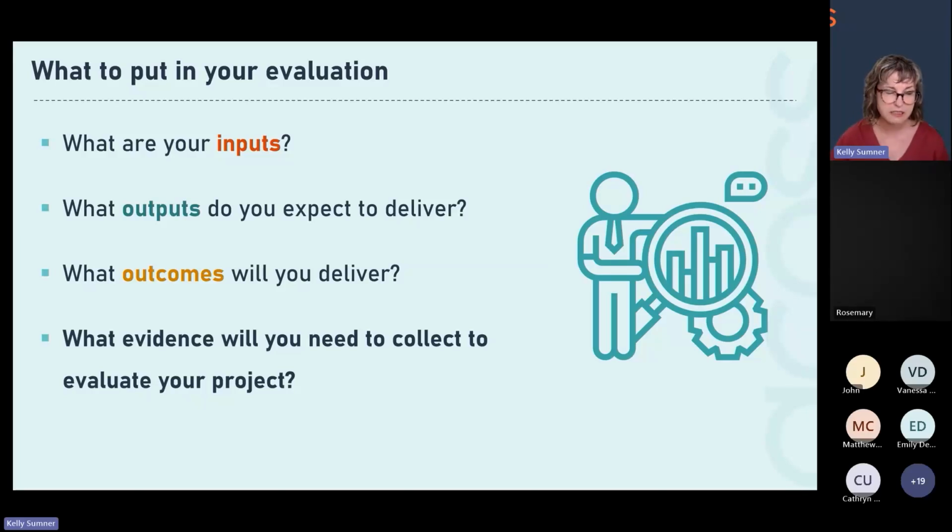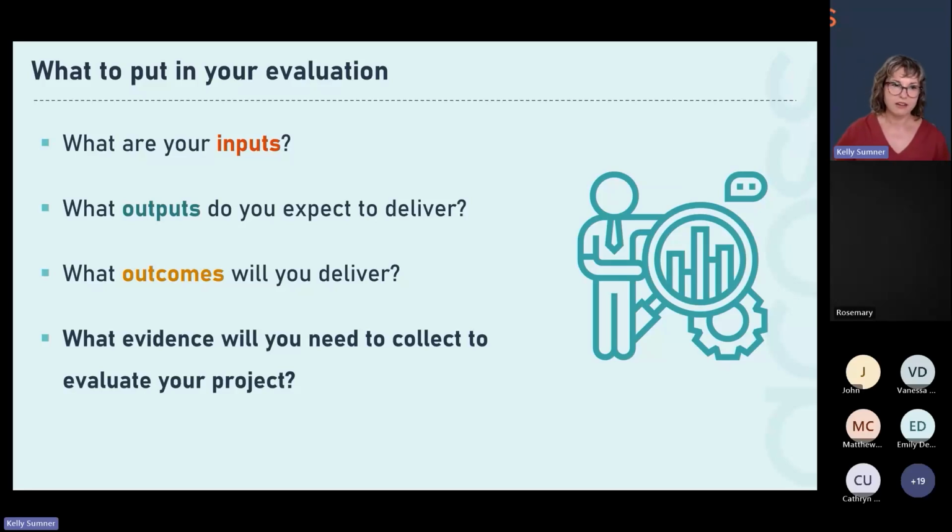So what are the activities that you expect to be delivering, or the services? Are you going to be arranging group activities? Are you going to be providing transport to them? Will you be doing meals or refreshments? All of those sorts of things.